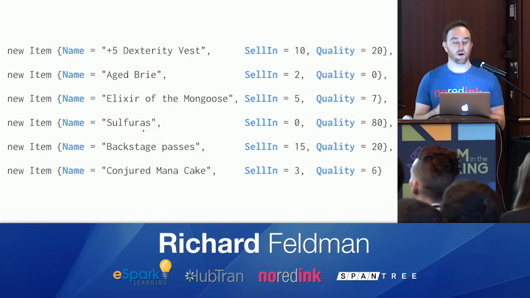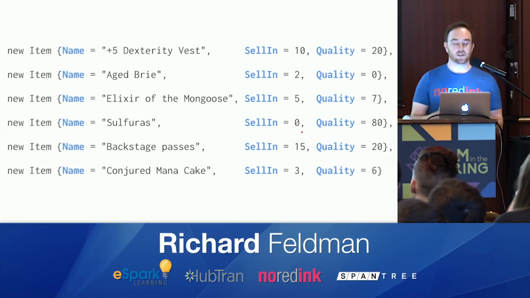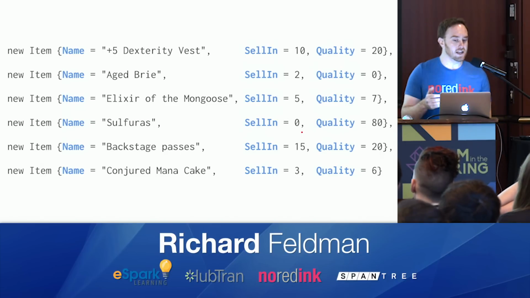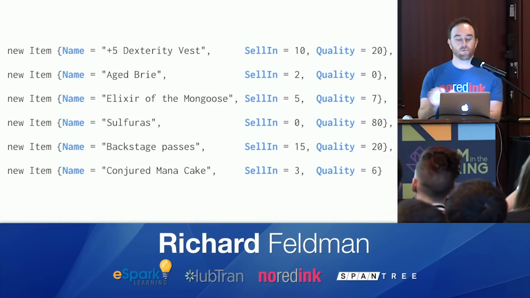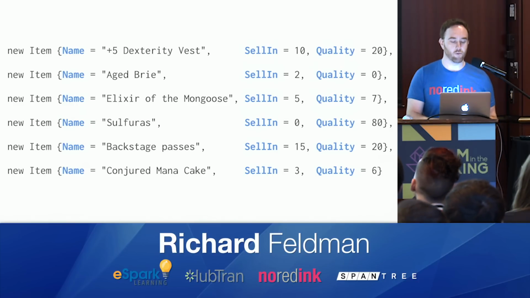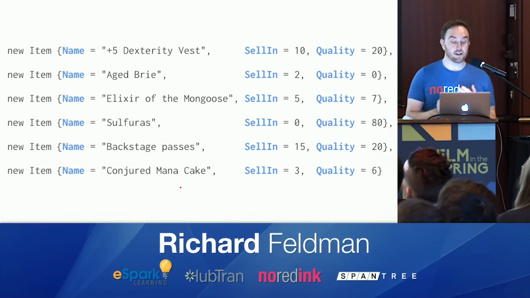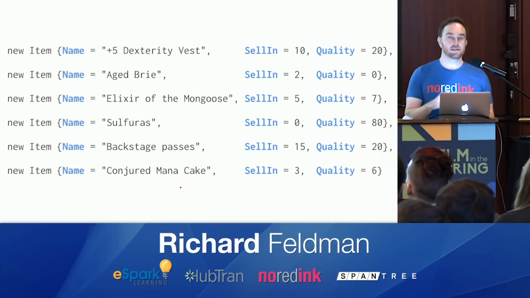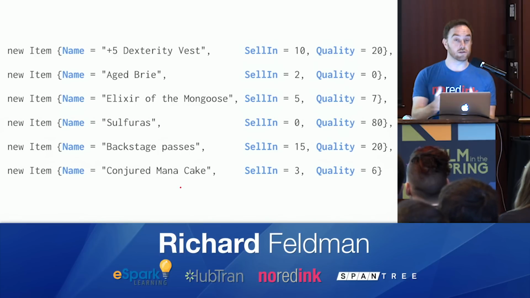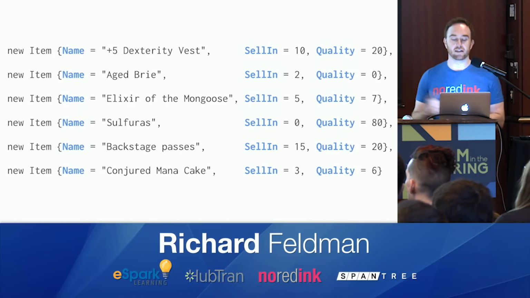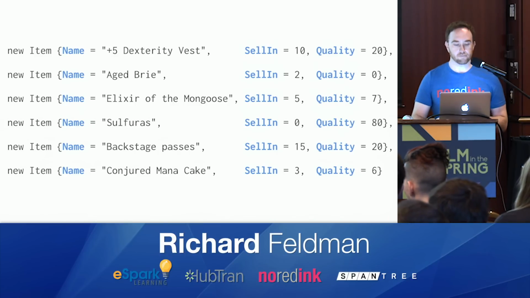Sulfuras, that was our legendary one, which never decreases in quality and has no sell-by date. They represented this by SellIn equaling 0, which kind of suggests that it needs to be sold immediately, that we're on its sell-by date, but actually it's more that it doesn't have one. We'll get into that a little bit more later. Backstage passes to the concert, which again have edge cases. And then finally, Conjured Mana Cake, which initially does not have any special rules, but it's our job to introduce a new special rule that makes it decrease in quality twice as fast.